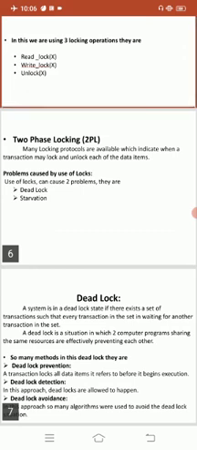assume a set of transactions T0, T1, T2, Tn. T0 needs a resource X to complete its task. Resource X is held by T1, and T1 is waiting for resource Y, which is held by T2. T2 is waiting for resource Z, which is held by T0. Thus, all processes wait for each other to release resources. In this situation, none of the processes can finish their task. This situation is known as a deadlock.